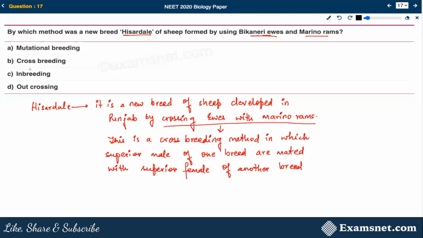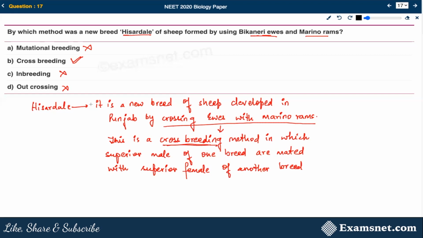So with all the options that have been given over here, is it mutational breeding? No. Is it crossbreeding? Yes. So we have seen that it is a crossbreeding method over here. Then interbreeding and outcrossing, again, these two are the wrong options. So our correct option comes out to be the crossbreeding method. All right, this is the case.